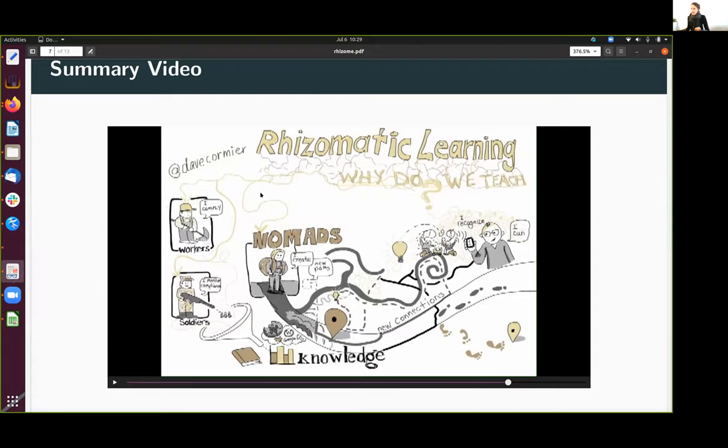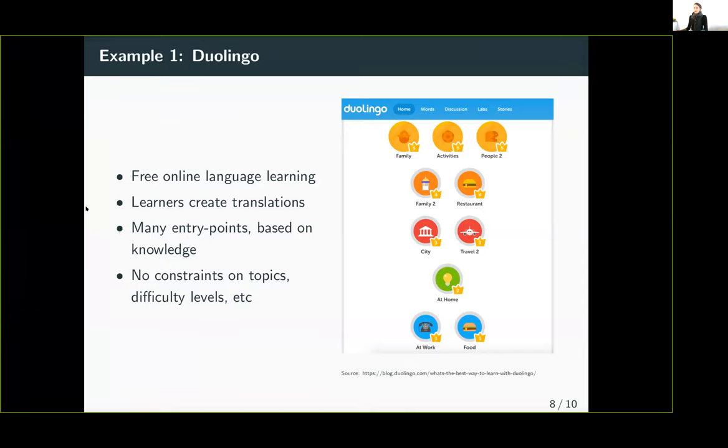So here's the summary of the ideas of rhizomatic learning. And now I want to very quickly talk about two examples of rhizomatic learning. One where I won't go into any detail is Duolingo, which a lot of you may know. It's an online language learning app where you can learn one of almost 100 languages, I think.